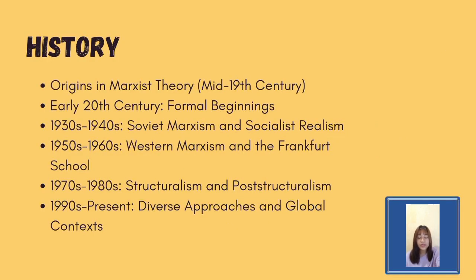History of Marxist theory. It is rooted in the mid-19th century through the works of Karl Marx and Friedrich Engels, and has undergone significant transformation and expansion over time. Initially focused on critiques of capitalism and class struggle, it evolved through various intellectual and political phases. The early 20th century saw the formalization of Marxist principles in political movements, while the 1930s and 1940s brought Soviet Marxism and socialist realism to the forefront.